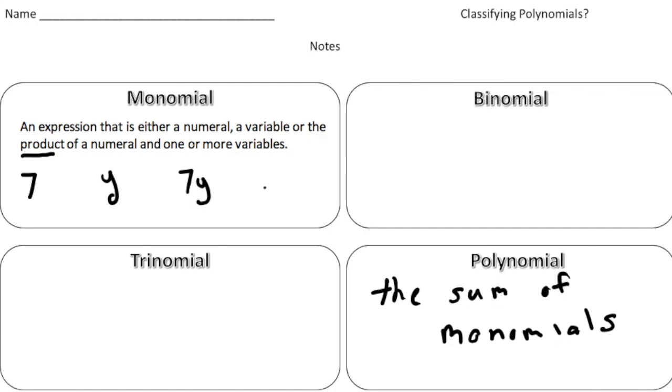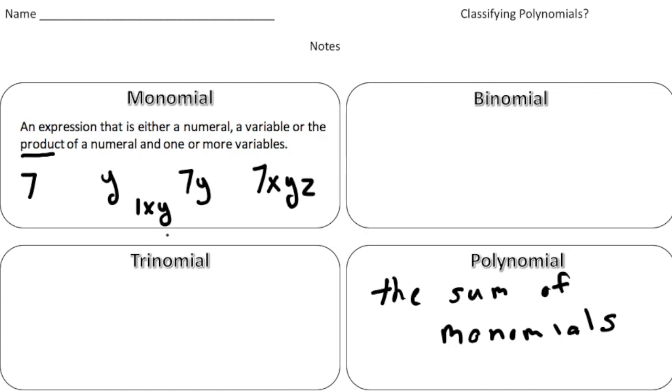We could also say 7xyz. That's also considered a monomial. So a monomial is either a numeral, a variable, or the product of one or more variables with a numeral. Another example could be just plain old xy, because we have 1 as the coefficient for that one.